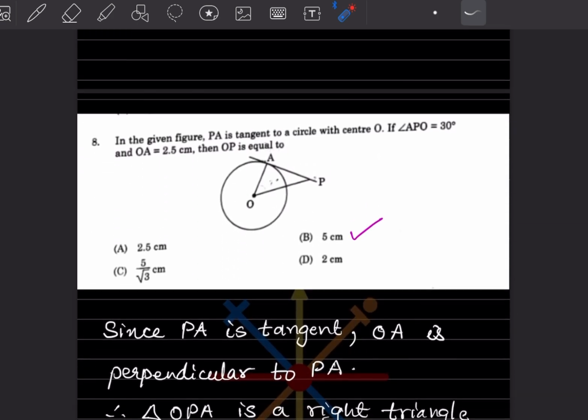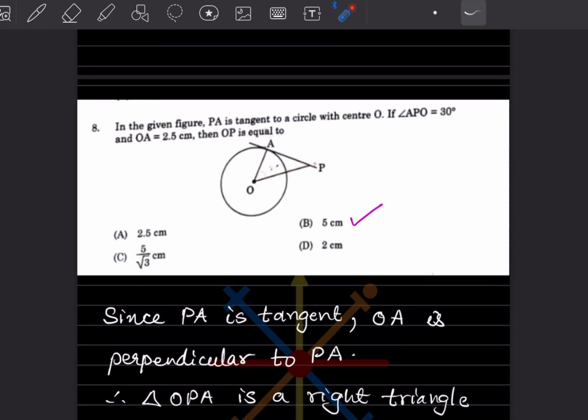In the given figure, PA is tangent to a circle with center O, and angle APO, APO means this one. Whenever we say angle, we have to look at the middle letter. This is 30 degrees, and OA is given as 2.5. Then you have to find OP, this side. Since PA is tangent, this will be that.